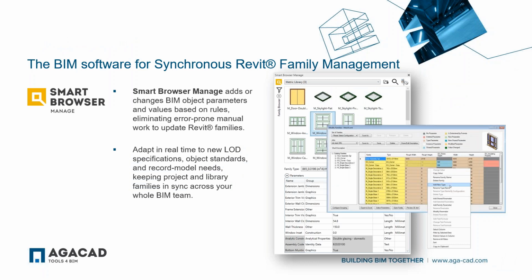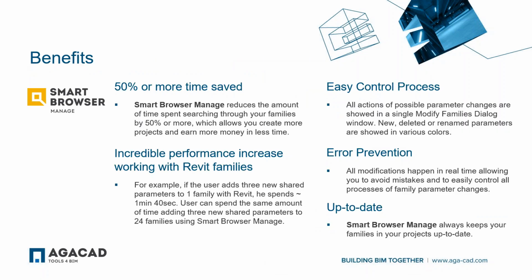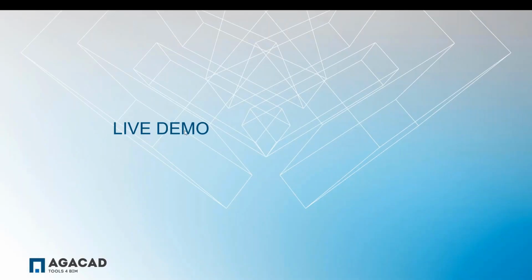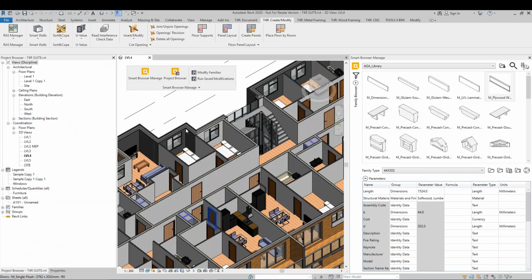Okay, and in general, Smart Browser Manage is an independent family content browser and manager that allows you to easily and quickly search, modify, and place families into the project, group them, overview their parameters, then modify them if needed, and find differences between your library and the project. The main benefits are that you can easily control the process, prevent errors, and keep your families in your project up to date. So to summarize, you'll save a lot of time by eliminating the need of modifying families manually. And now let's go ahead and open a Revit project with the Smart Browser Manage.